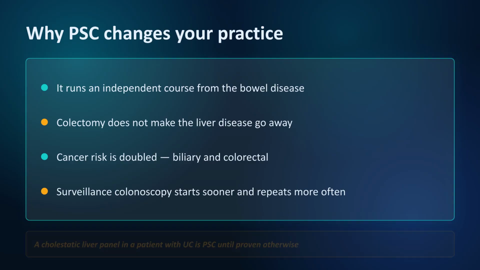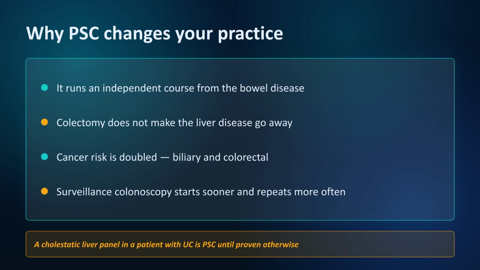Here is the practical rule. A cholestatic liver panel in a patient with ulcerative colitis is primary sclerosing cholangitis until proven otherwise. Do not blame the medications first. Screen with alkaline phosphatase. It is usually the first test to move.